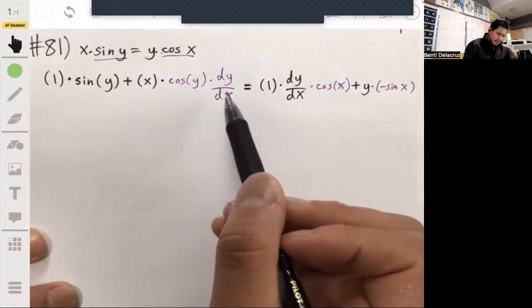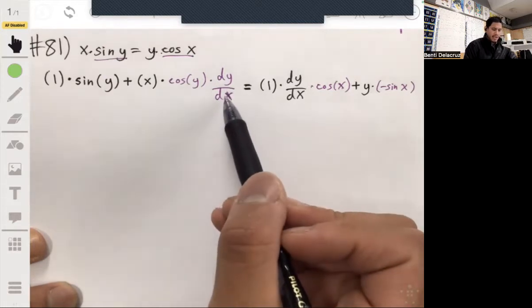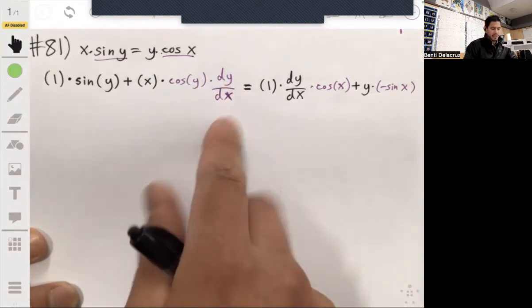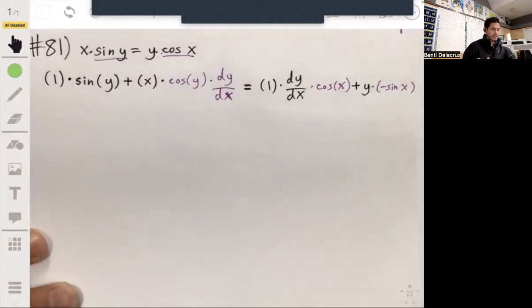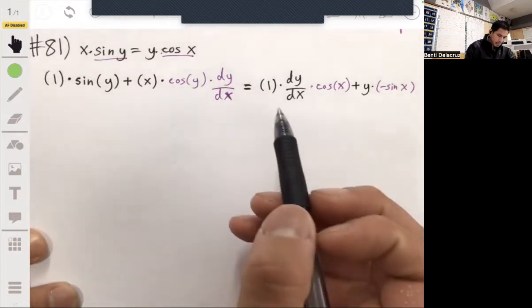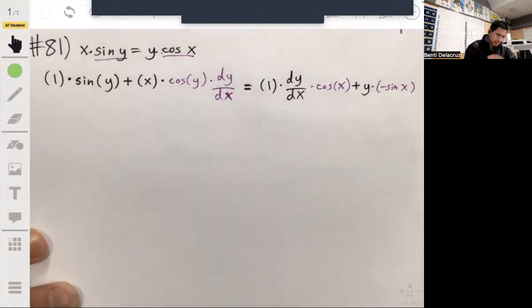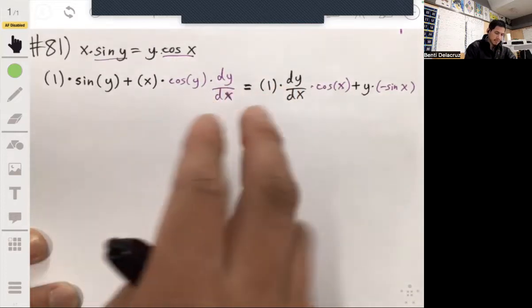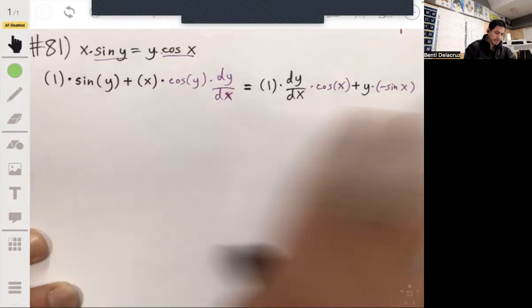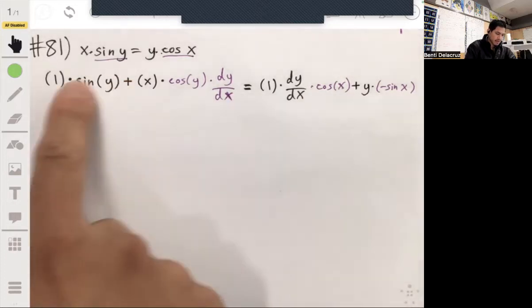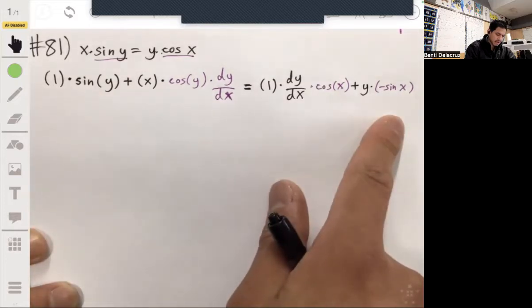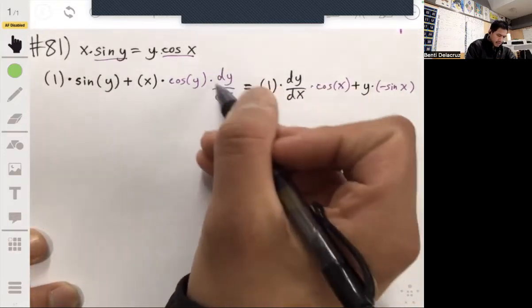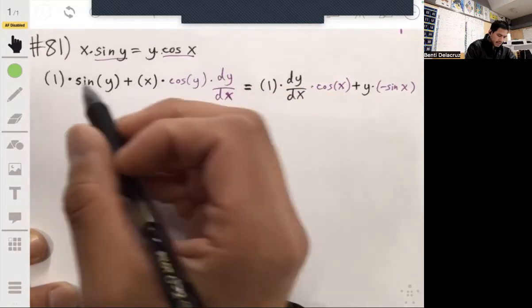Now our goal is to solve for dy over dx, and you want to treat this like a variable. Think about solving for this thing by dividing, multiplying, subtracting terms, that sort of thing. So let's bring all the dy dx terms to the left and everything else to the right. So what I'm going to do is add sine of y to both sides, and let me move this to the front.